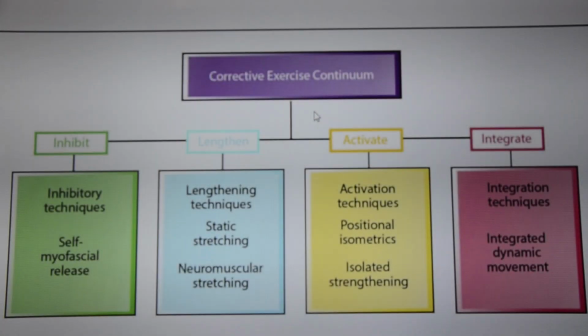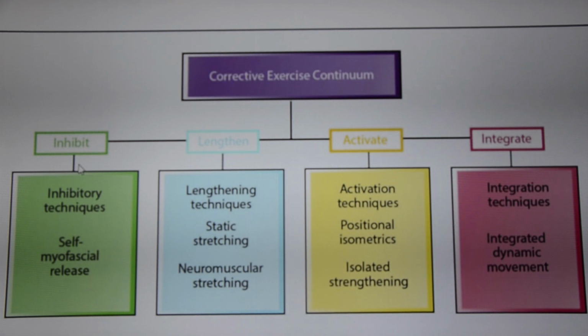The method I recommend to correct lower cross syndrome was originally developed by the National Academy of Sports Medicine, and it's called Corrective Exercise Continuum, or CEC. It consists of 4 phases. Phase 1, inhibit, followed by lengthening. Third step is activation, and the final step, integrate. So let's break it down.